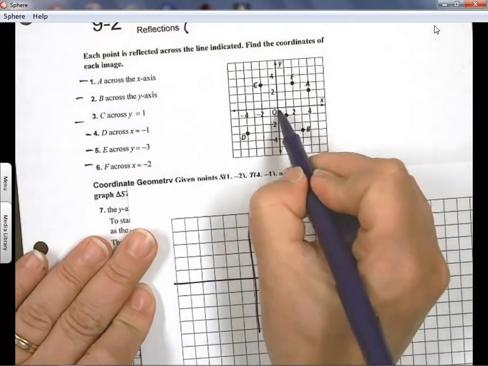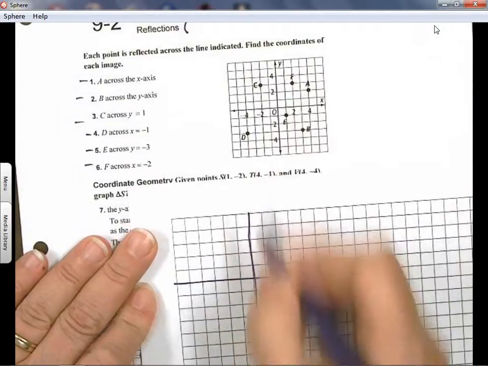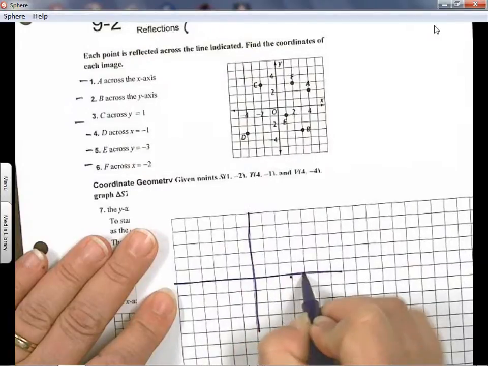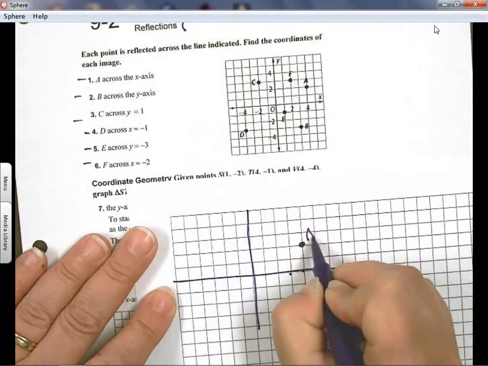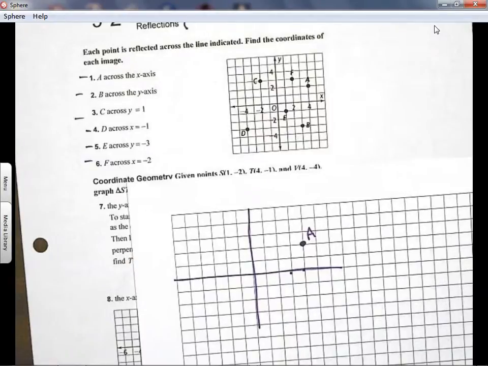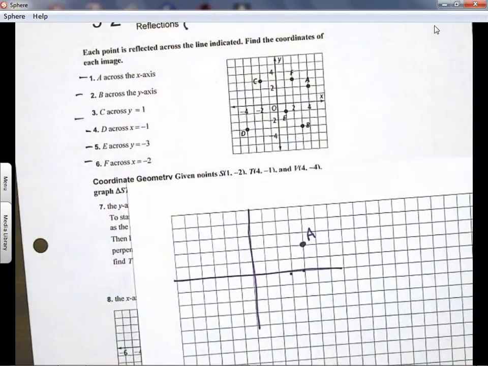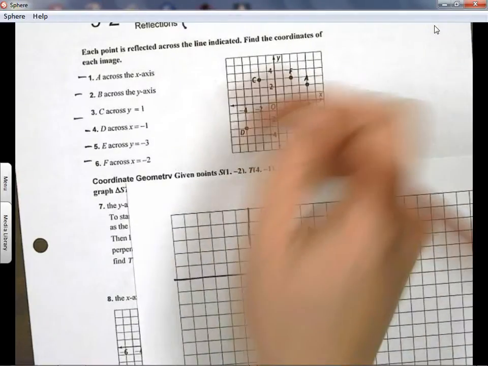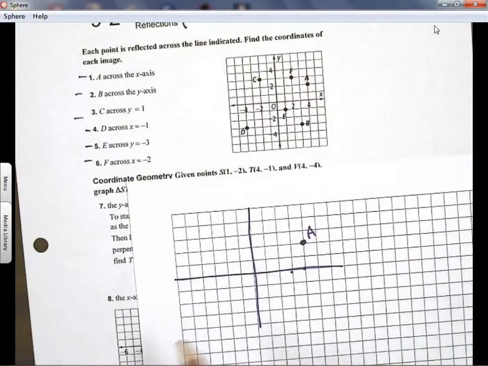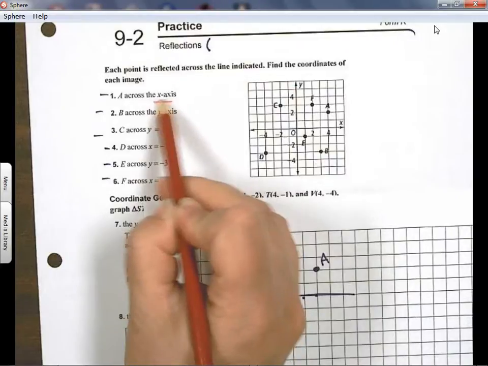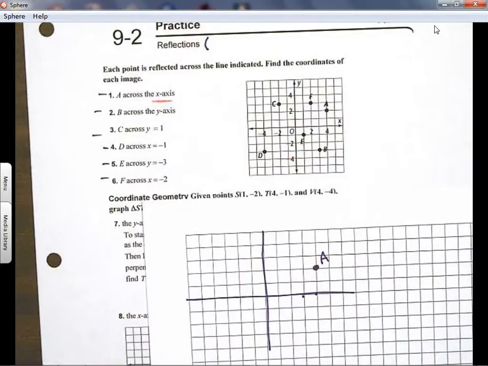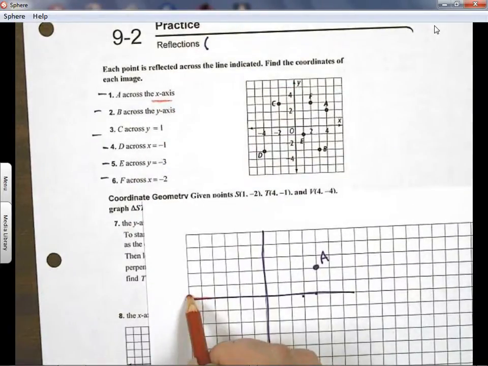And A, the ordered pair of A, is at 4, positive 2. So I'm going to go over 4 and up 2. And this is point A, just like you have on your paper. And I'm going to make it a little simpler because I want to make it easy for those people that have a hard time with all this busy stuff on the problem. And over here, you'll notice it tells me it's going to be reflected across the x-axis. Well, this right here is my x-axis.